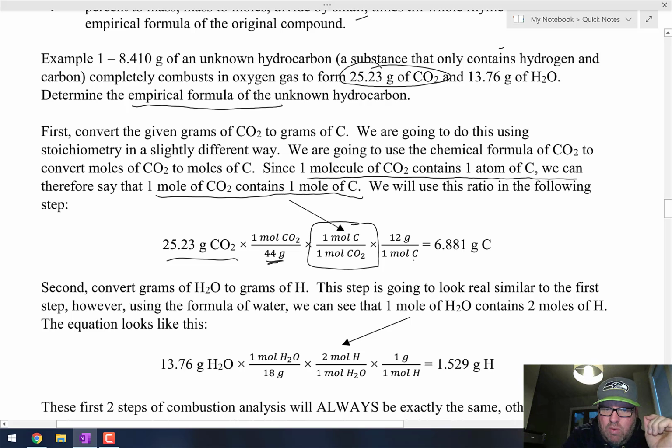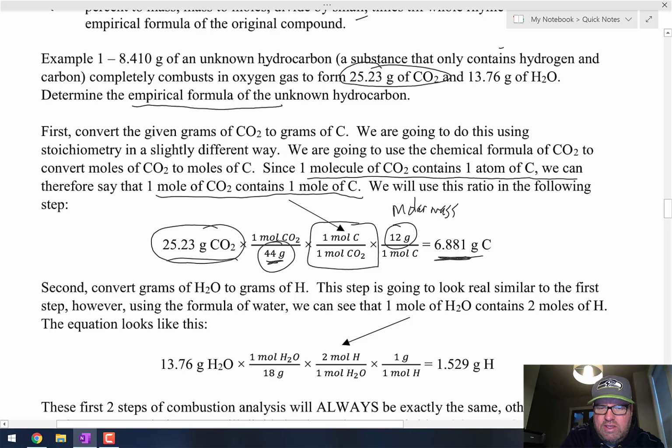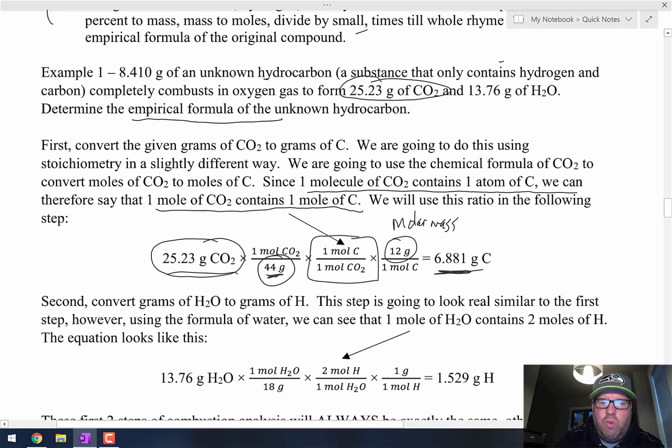Okay, and then I can say 1 mole of carbon has a mass of 12 grams. Again, that's the molar mass of carbon, and this one here obviously is the molar mass of CO2. So that means that 25.23 grams of CO2 contains 6.881 grams of carbon. Okay, now step number 2 is we have to do the same thing with water.